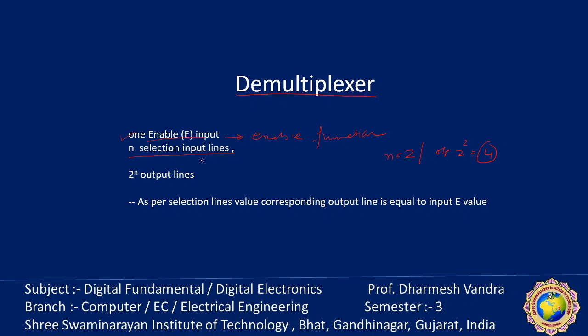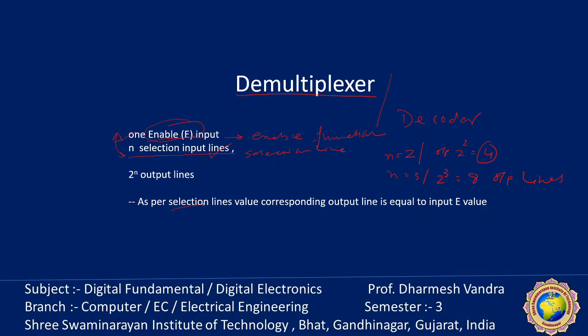Okay, the demultiplexer outputs are the same as a decoder's, but the functionality is different. A decoder decodes the output, while here the main input is enable. These are the selection lines, and the number of outputs is 2 raised to n. Suppose n equal to 3, then 2 raised to 3, 8 output lines are there.